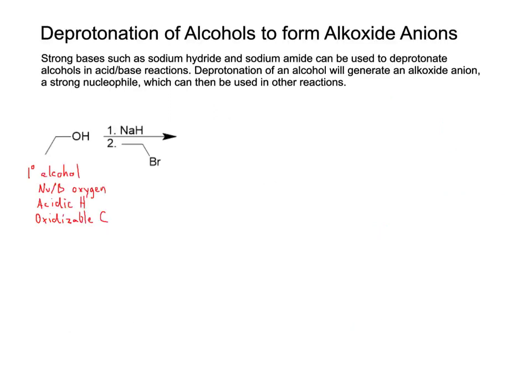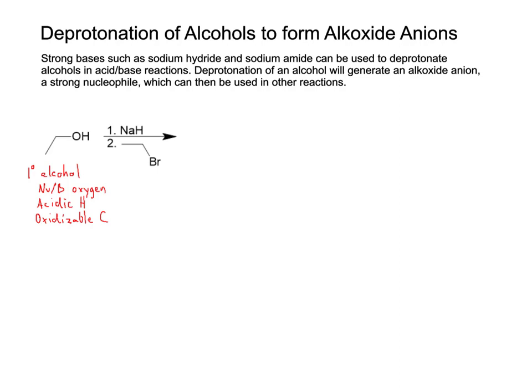To this point in the video, we have really just focused on the nucleophilicity and the basicity of the oxygen being able to attack a strong acid or electrophile in order to turn that OH into a better leaving group. Now we're going to focus on the acidic hydrogen on that alcohol. Because it's only a weak acid, we can use a strong base, such as sodium hydride or sodium amide, to deprotonate the alcohol. Of course, that's just an acid-base reaction. Deprotonation of the alcohol will generate something called the alkoxide anion, which is a strong nucleophile, which we then, of course, can use in other reactions.